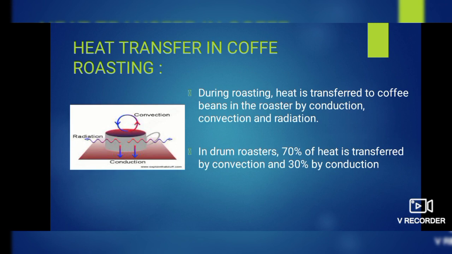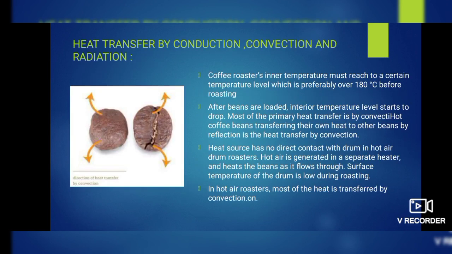Heat transfer in coffee roasting. During roasting, heat is transferred to the coffee bean in the roaster by conduction, convection, and radiation. In drum roasters, 70% of heat is transferred by convection and 30% by conduction. Heat transfer by conduction, convection, and radiation.